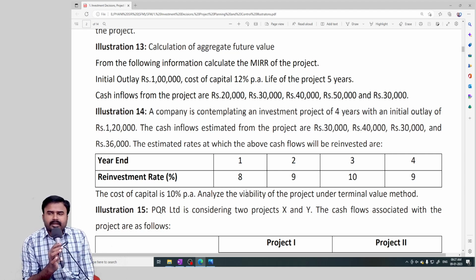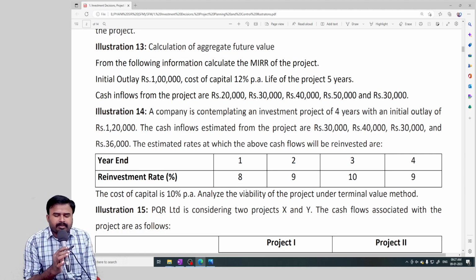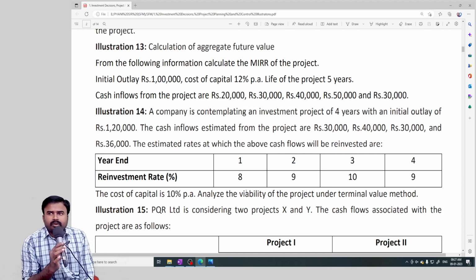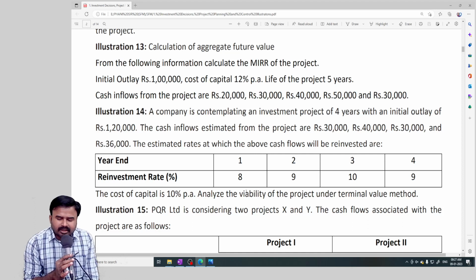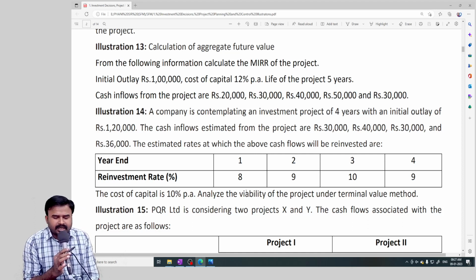A company is contemplating an investment project of 4 years with an initial outlay of 1,20,000. How much is my investment? 1,20,000. Life 4 years. The cash inflows estimated from the project are 30,000, 40,000, 30,000 and 36,000. How many years inflows? 4 years inflows.